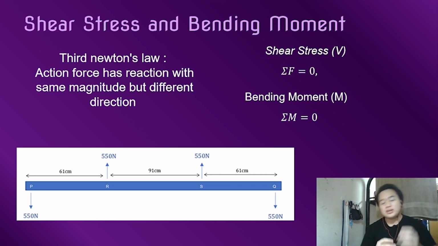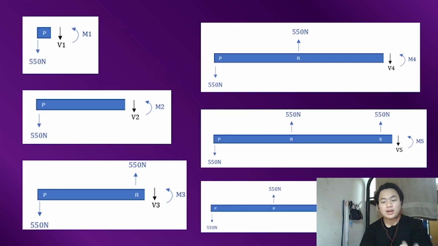After that, we will see that the barbell has 4 distinguished points, which are P, R, S, Q. All these points indicate where the reaction of the shear stress and the bending moment occur. So, it will be subdivided into 6 sections, which is V1 until V6, M1 until M6. As you can see, all the V and M are at the downward reaction and the anti-clockwise respectively. So there are 6 sections.